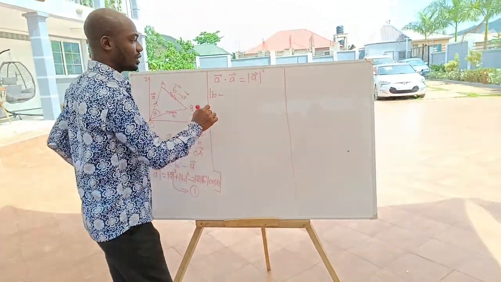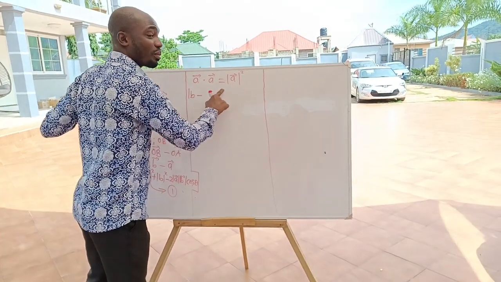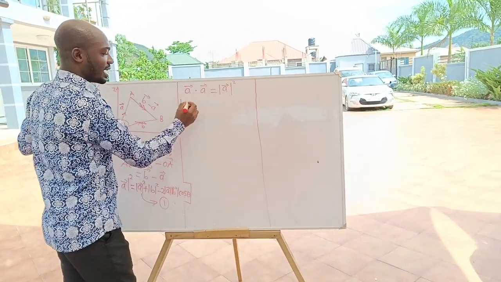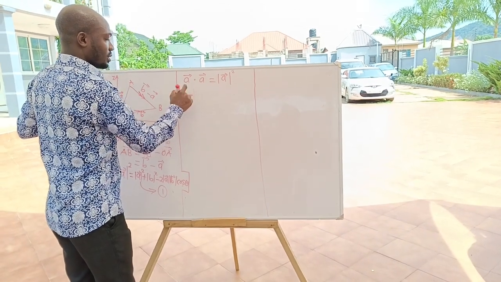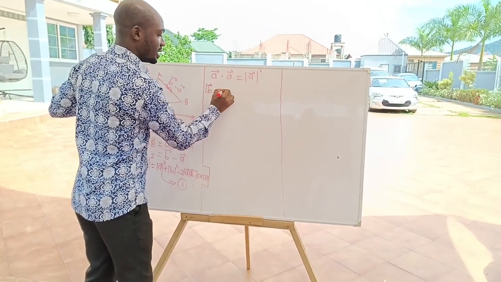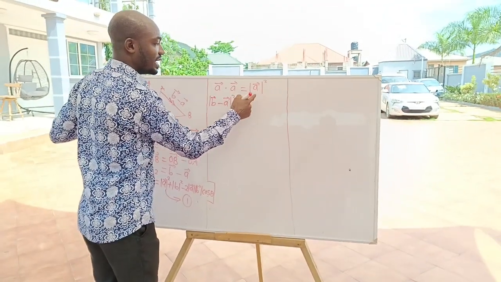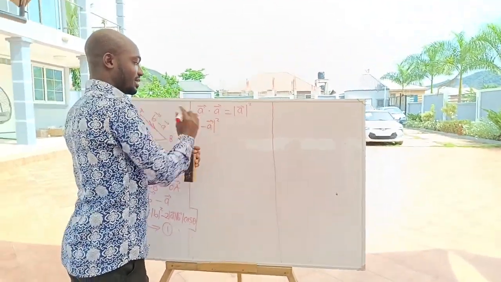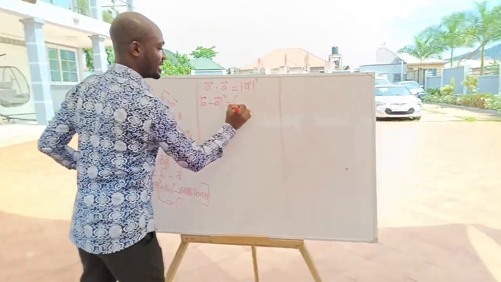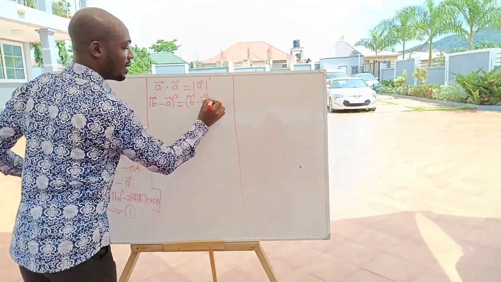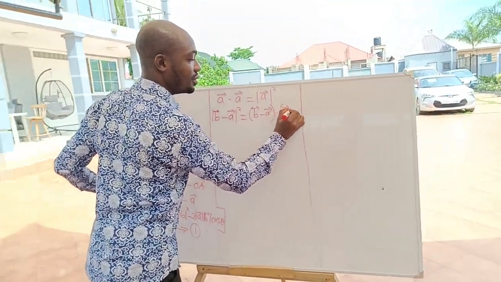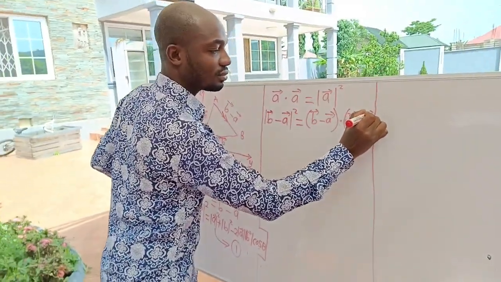So let's come back to our idea. From this property of dot products, I can say that the magnitude of b minus a, all squared, relating it from the right, is going to be just the same as b minus a dotted by itself, and that is going to be exactly this.